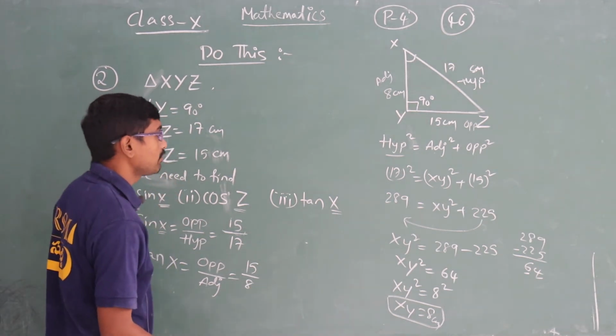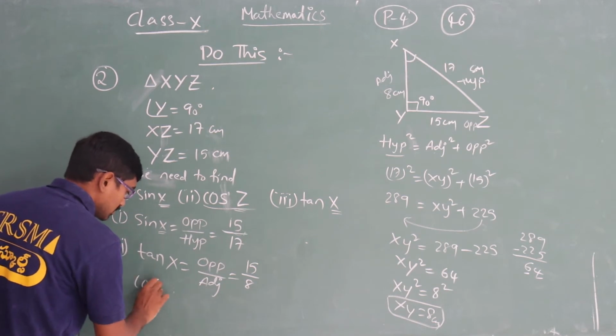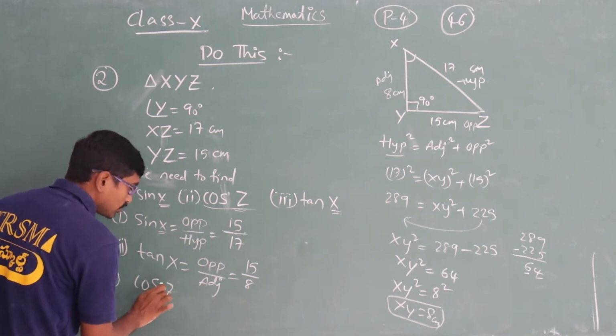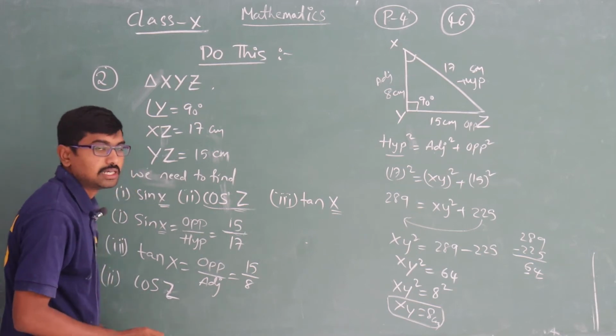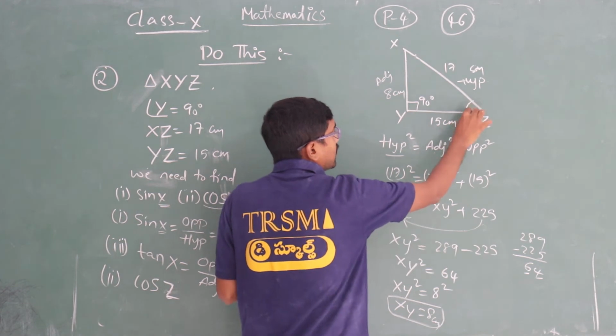Okay, similarly now coming to cos z. So the second one is cos z. Where do we have the acute angle? We have the acute angle at z. It means that we have to remove the acute angle from here and take it at z.